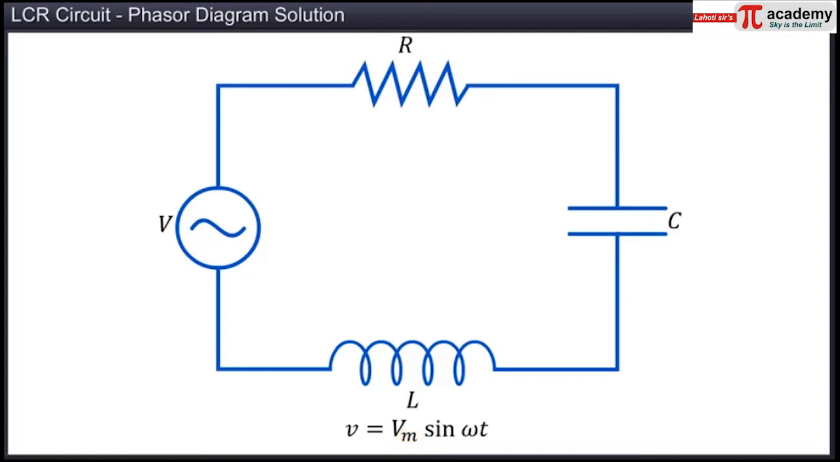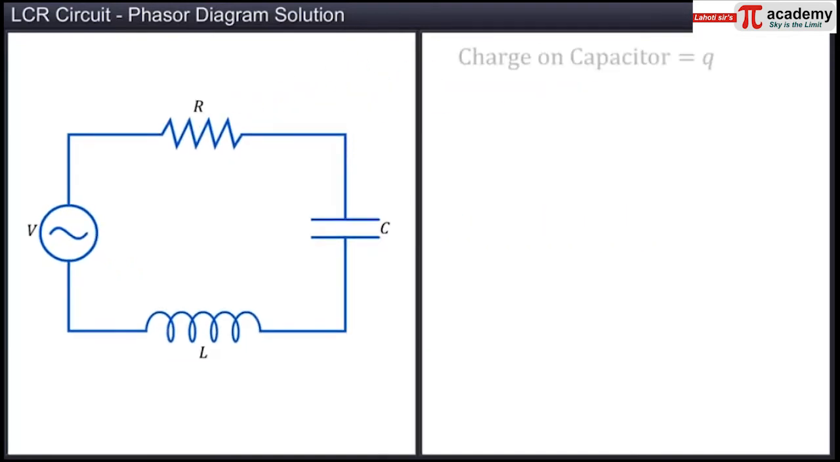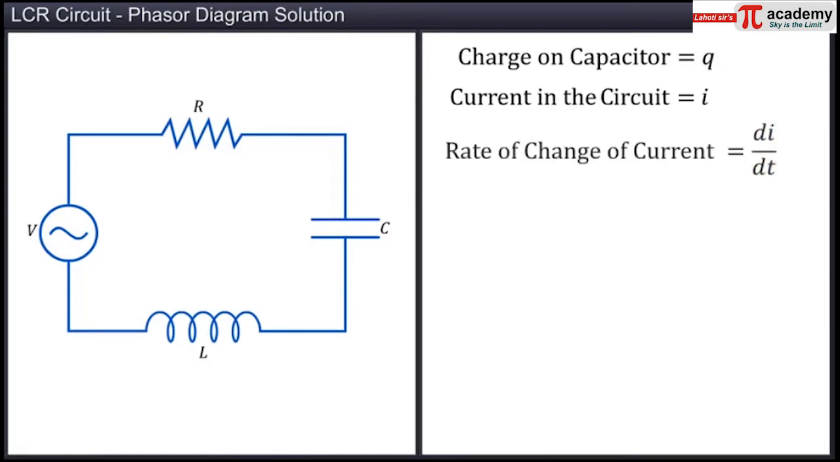In the circuit, we see that the applied AC voltage V is the instantaneous voltage across the circuit. At any instant, the charge on the capacitor is Q, the current in the circuit is I, and dI by dt represents the rate of change of current in the circuit. Instantaneous voltage across the capacitor is equal to Q by C. The voltage across the resistor is IR, and the induced EMF across the inductor is minus L dI by dt. The negative sign here denotes the direction of the induced current through the inductor according to Lenz's law.